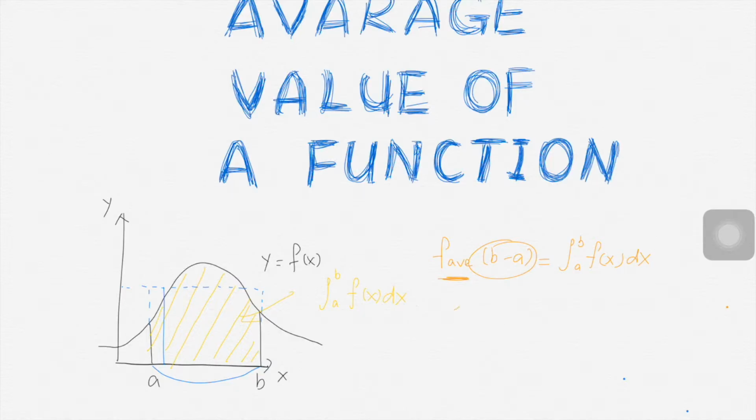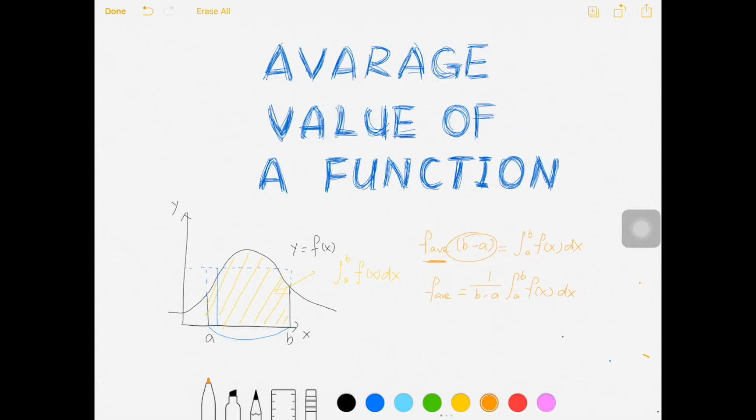The function's average is equal to 1 over b minus a times the definite integral from a to b of f of x dx. Another way to think about it, figure out what the area under the curve is over that interval. You're going to divide that by the width, then you're going to have the function's average.